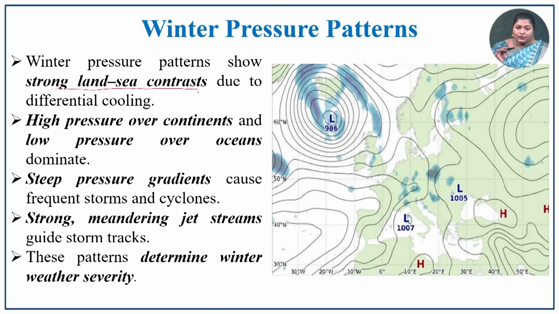Winter pressure pattern. In winter, the pressure shows a strong land-sea contrast, mainly due to the differential cooling effect. High pressure prevails over continents and low pressure prevails over oceans. Because of that, steep pressure gradients develop, which cause storms and cyclones in this region. The strong and meandering jet streams guide the storm tracks, patterns which determine the winter severity.